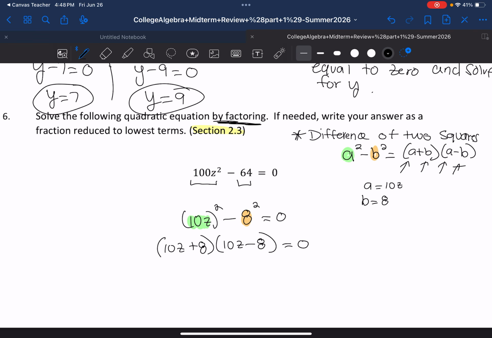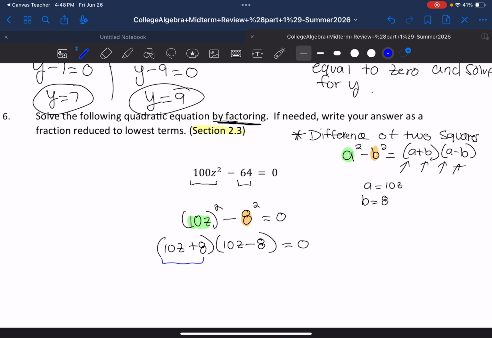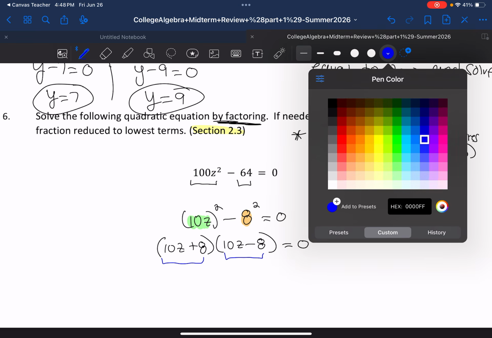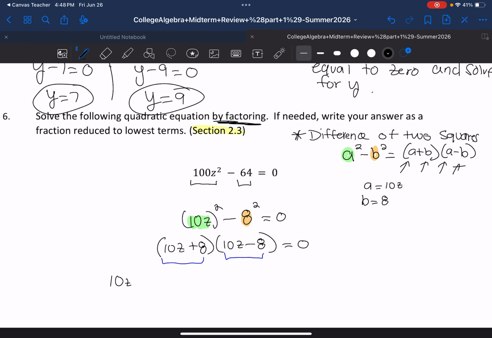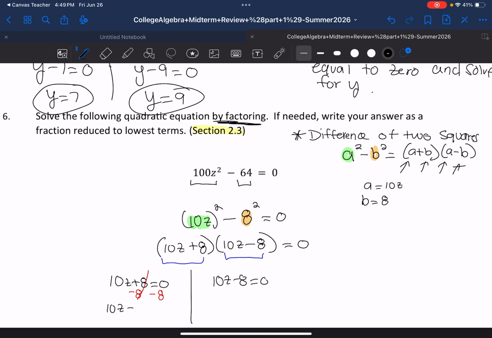Okay, so now that we have it factored, we will set each factor equal to 0, just like we did in the previous problem. So set this equal to 0, and that factor equal to 0. So this would be 10z plus 8 is equal to 0, or 10z minus 8 is equal to 0. So to solve the first one, I want to subtract 8 from both sides, because my goal is to get the variable by itself. So I want to get rid of the positive 8. So this would leave me with 10z equals negative 8.